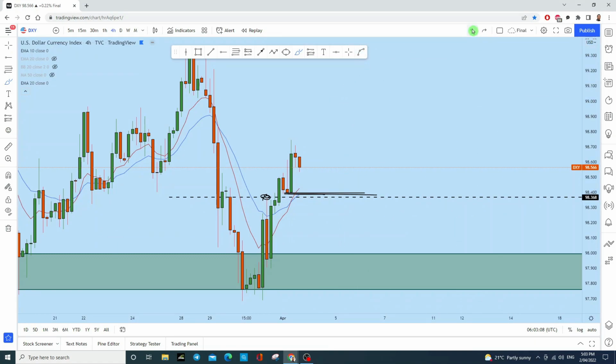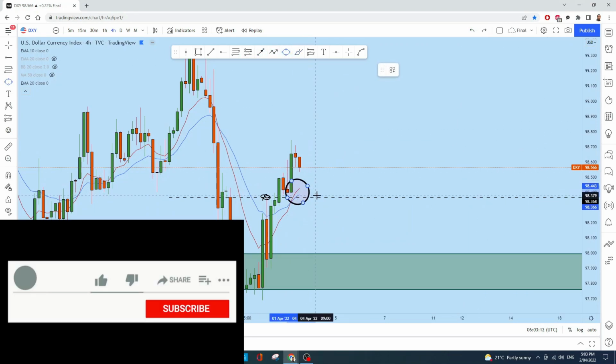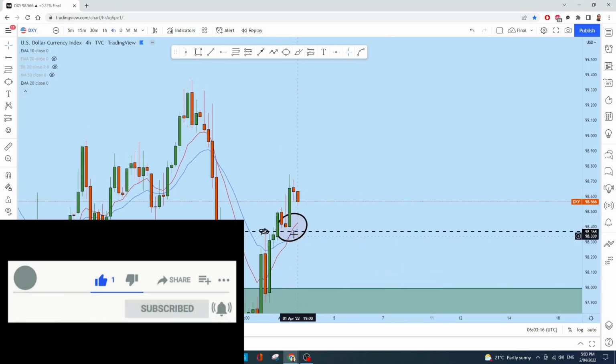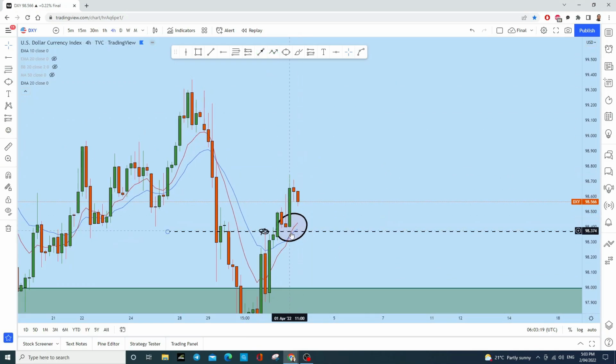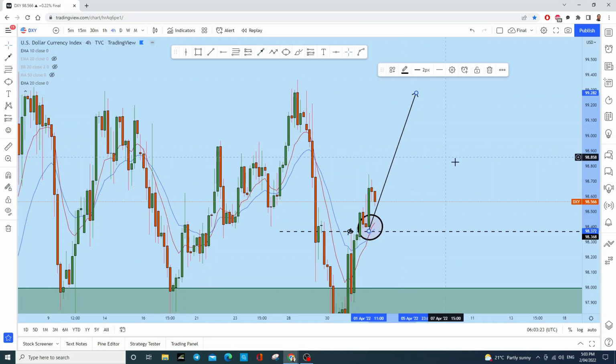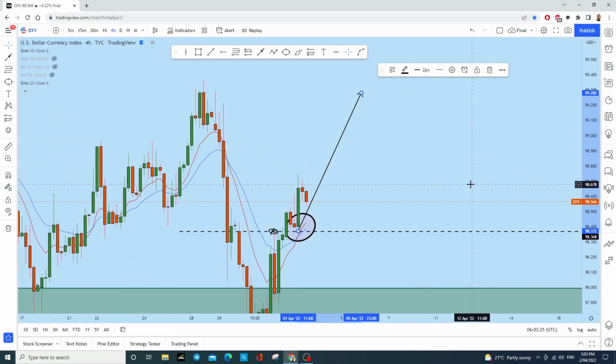creates a spike to the downside, not much, just coming below, hitting the stop loss, and immediately goes up. So this is my favorite zone to buy dollar index from, because highly likely that the price will come here, test this 20 period moving average, and that's where we'll buy dollar index with at least 1 to 10 or 5 risk to reward ratio.